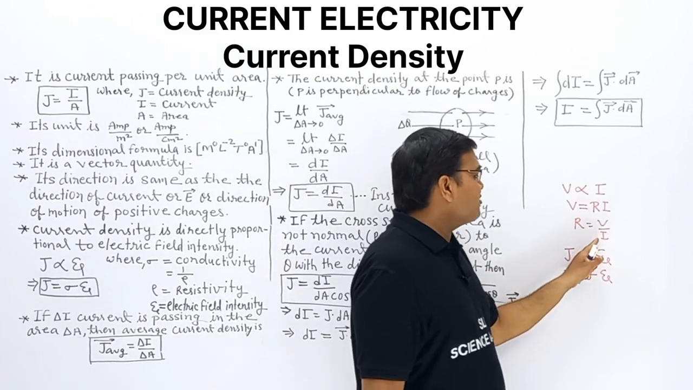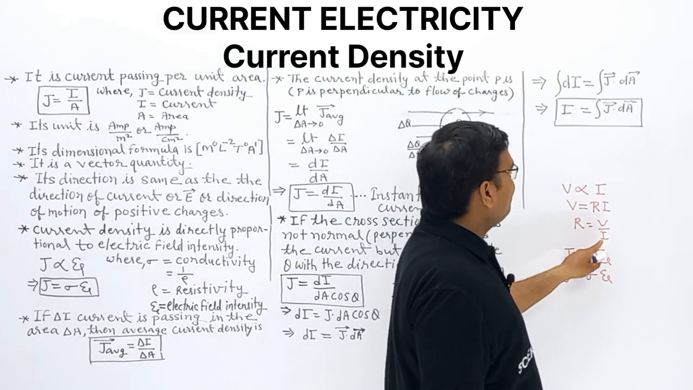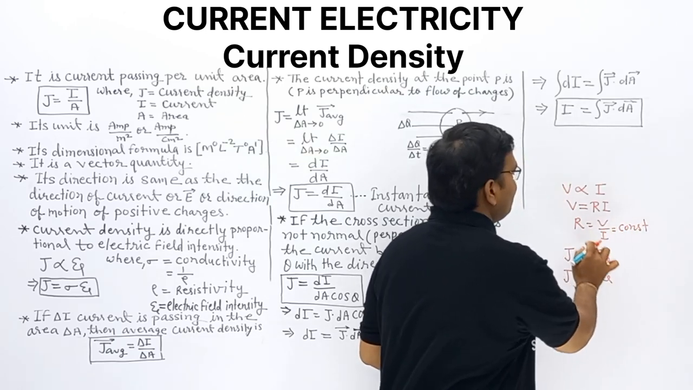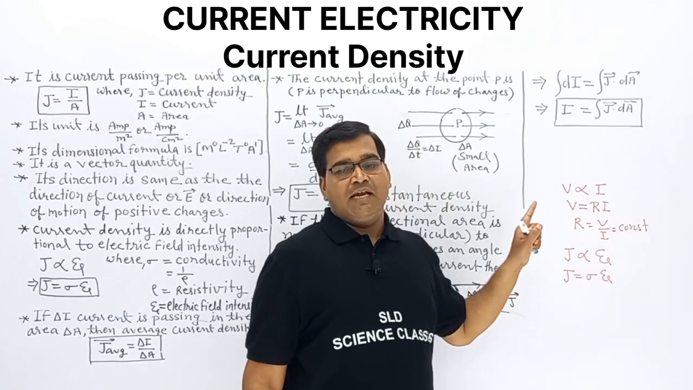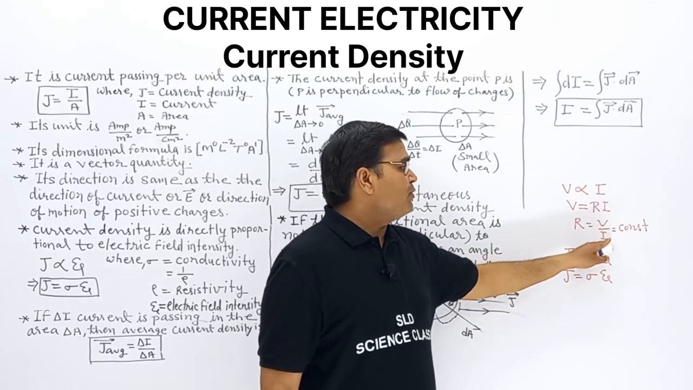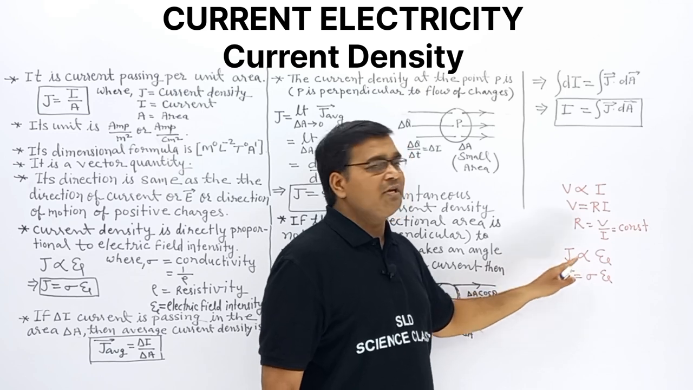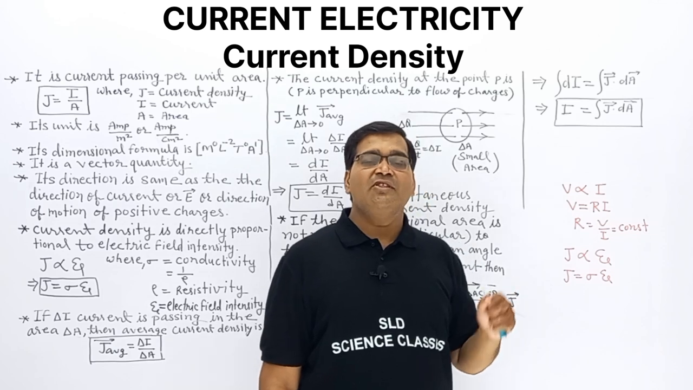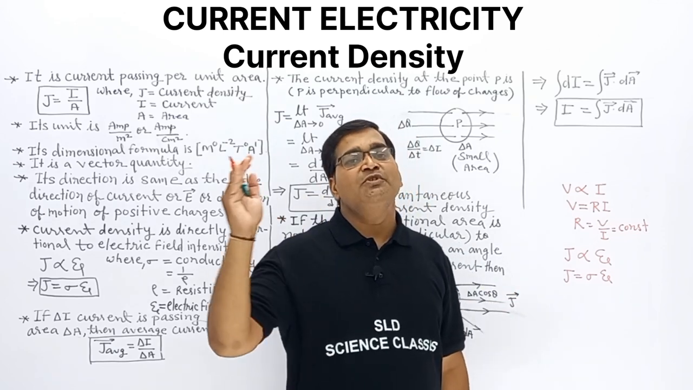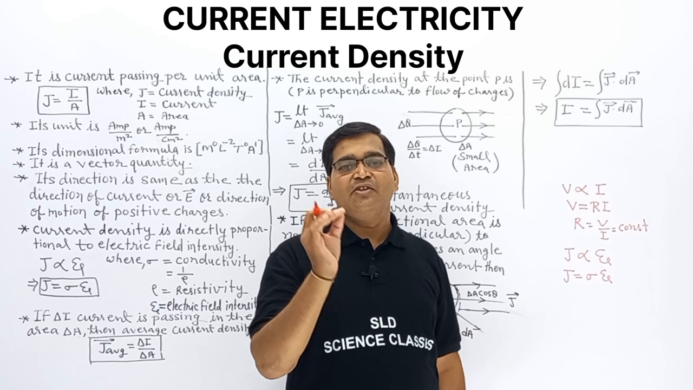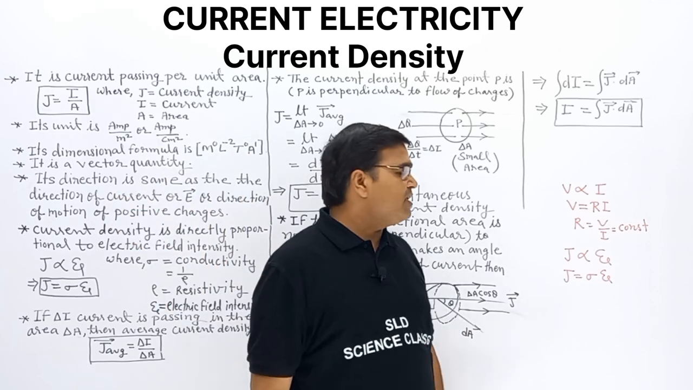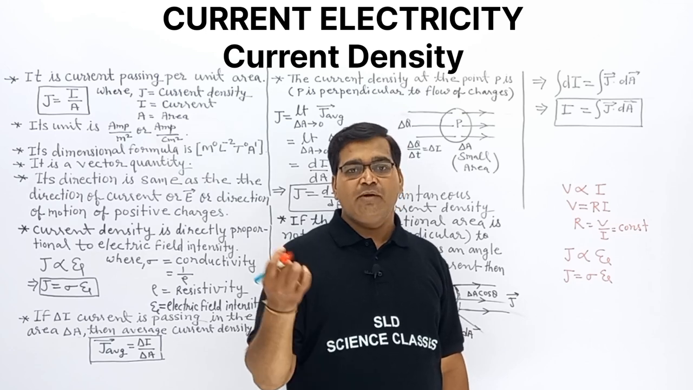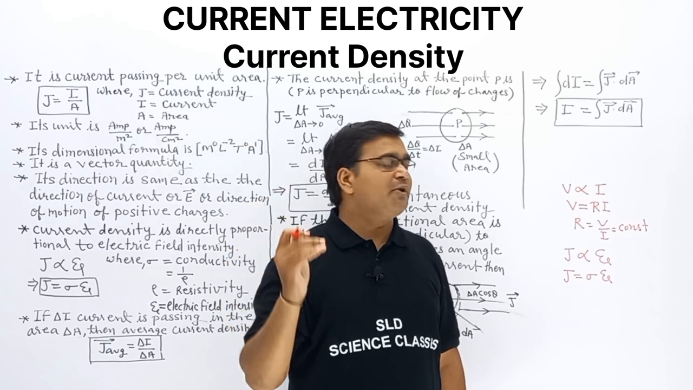In the last class we studied R equals V upon I, and it is a constant. We studied about the current, or electric current. Now in this class I am taking current density. First, I am just revising: what is current? Current is the flow of charges, charge per unit time. It is denoted by I equals Q upon T.